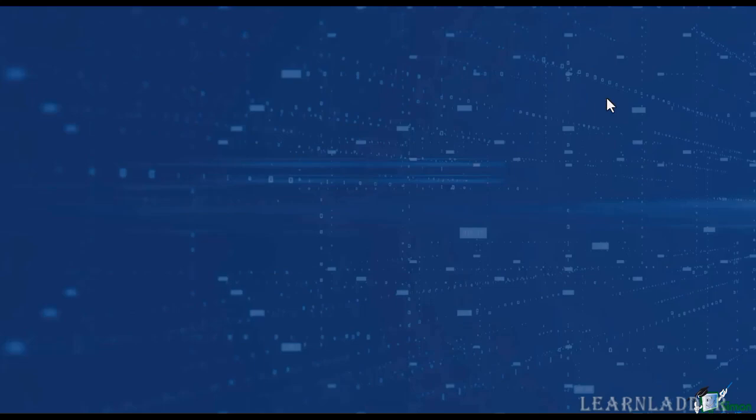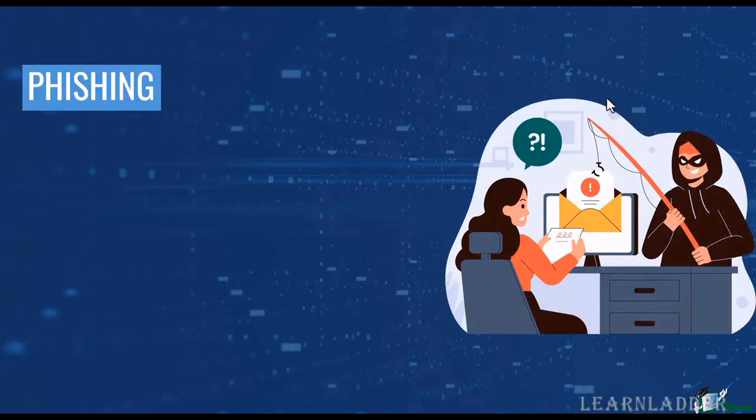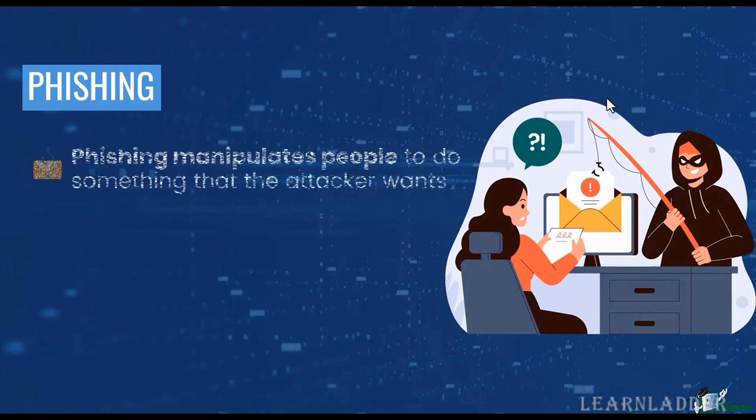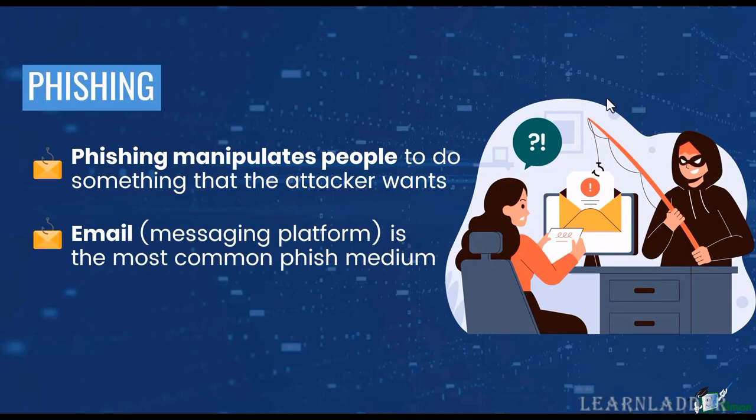To start, let's explain what phishing is. A phishing attack is generally something that manipulates someone to do something that the attacker wants. And this is specifically over some form of messaging platform. The most common phishing medium is email, but as we'll discuss later, you can perform phishing over various means. But in general, we're talking about sending a message rather than going up to someone in person and trying to con them that way.